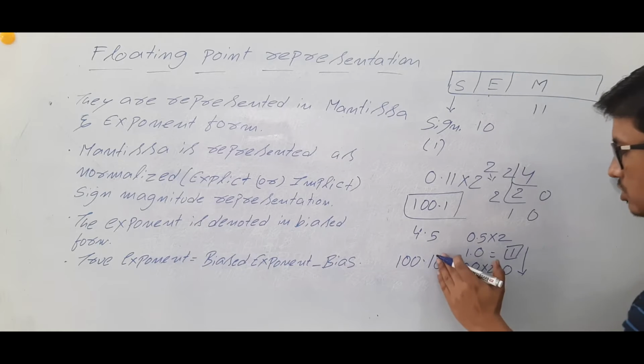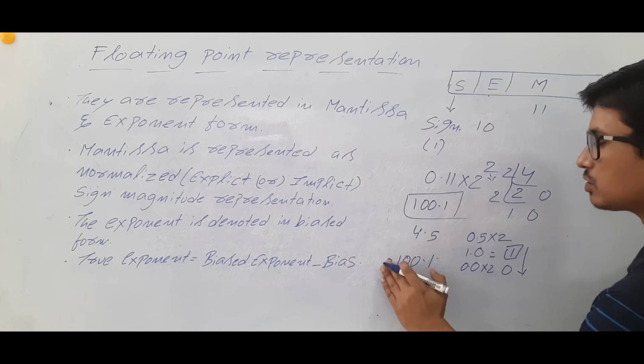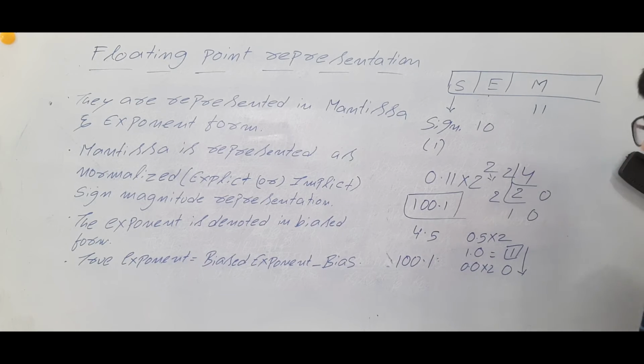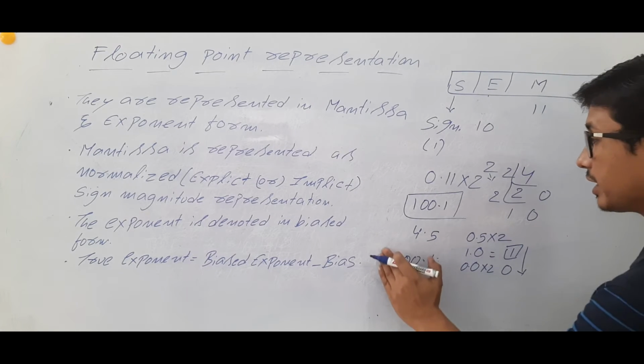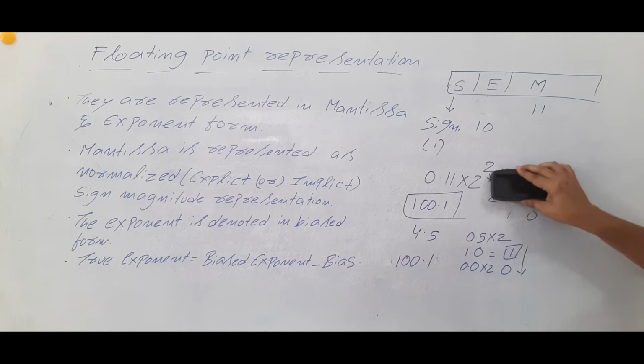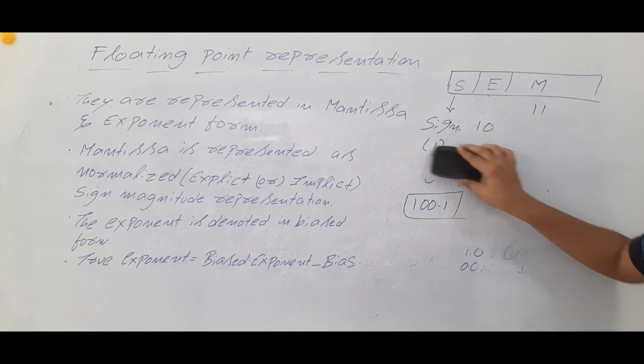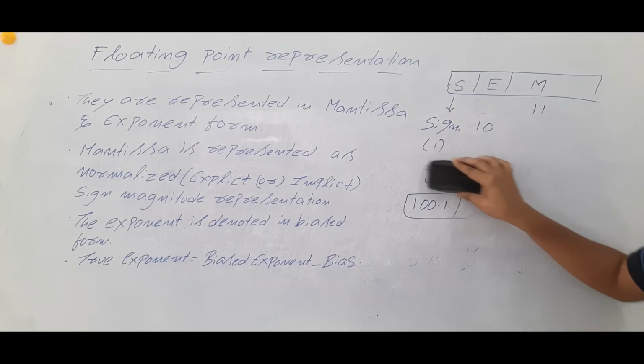100.10. The 10 is nothing but only 1, because if I add 0 here, there is no use. Similarly, if I add a 0 here, there is no use. So 100.1 is the representation of the floating point number 4.5.